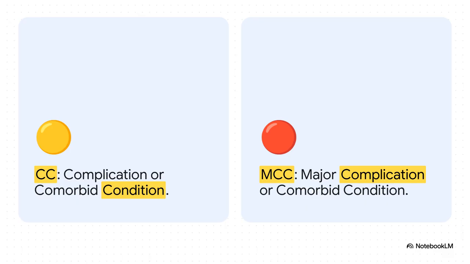Then we have the heavy hitters, the MCC, or major complication or comorbid condition. These represent very significant spikes in resource utilization and severity of illness. Classic examples include sepsis, acute renal failure, or acute respiratory failure.